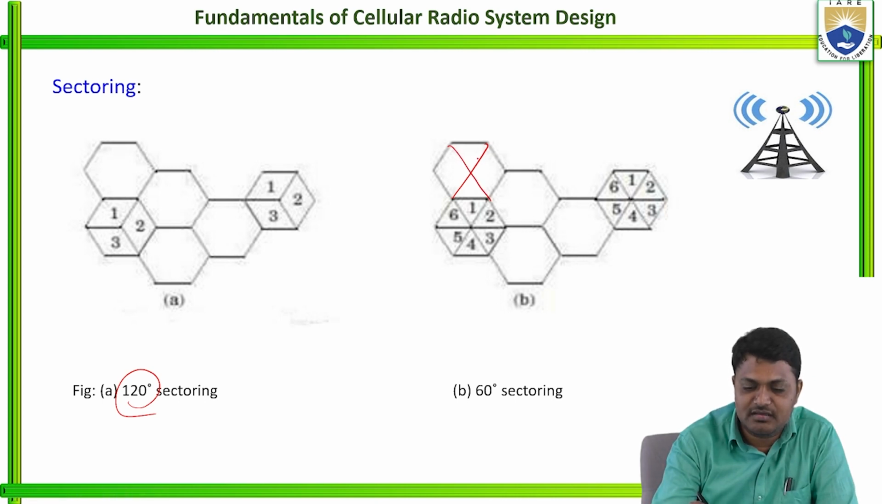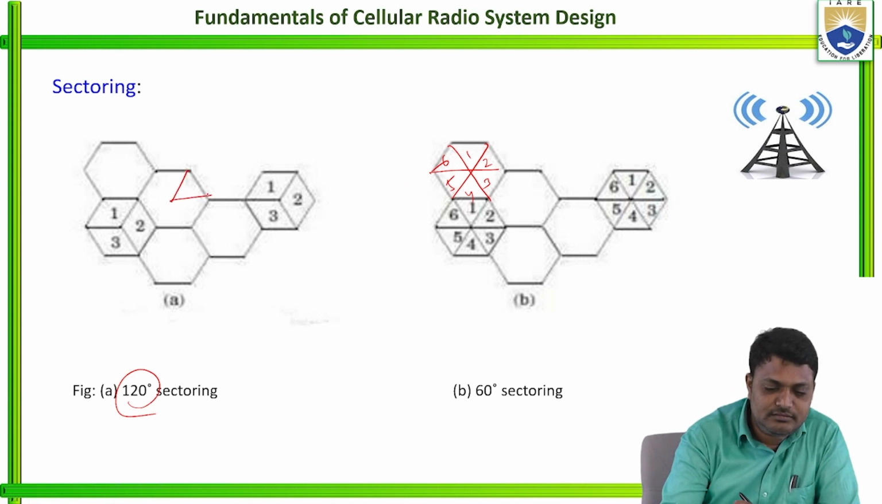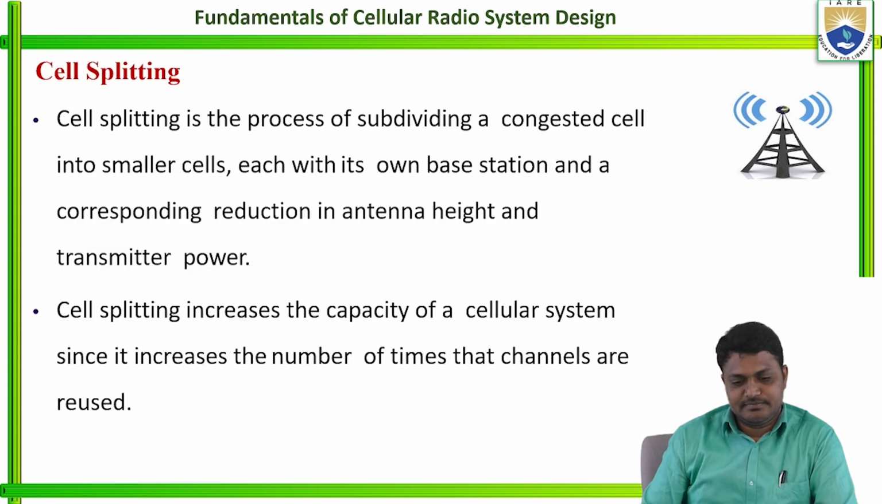Here, this has 1, 2, 3, 4, 5 and 6. But here, 1, 2 and 3 only. So this is 120 degree and here is 60 degree sectoring.